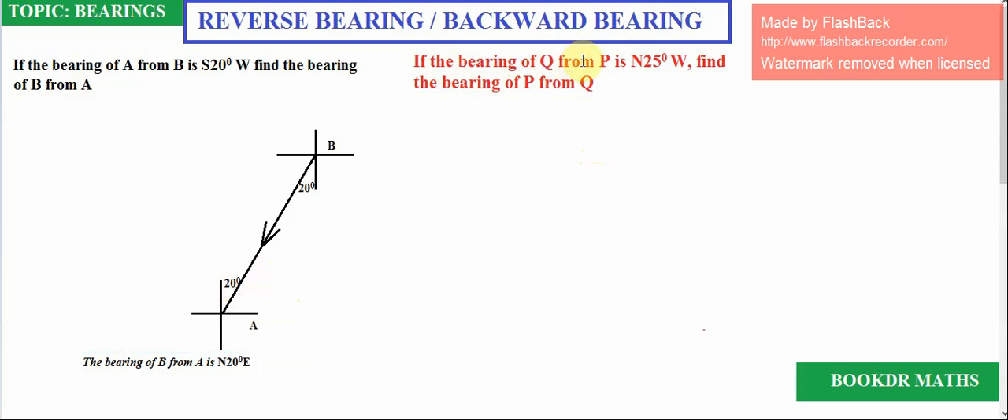If the bearing of Q from P is north 25 degrees west, find the bearing of P from Q. We'll first draw our first point where the angle will be located, north 25 degrees. Remember, this position will be called P, because that is where the angle will be located. Now at P, from the North Pole, we'll turn 25 degrees towards the west.